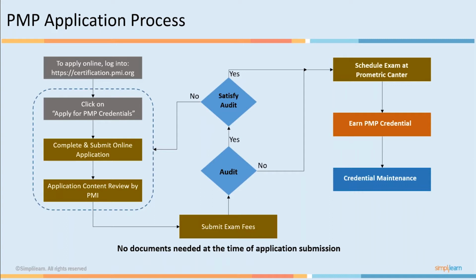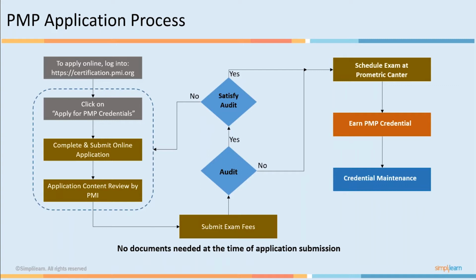And once you supply the required information to PMI, you will get the notification response from PMI. If it is accepted, then you will receive a link from PMI where you can go and schedule your examination. In case your application is not picked up for audit, then right after you make your payment, you're going to receive a link from PMI to follow, go to the Prometric website and schedule your examination, and you start preparing for that.